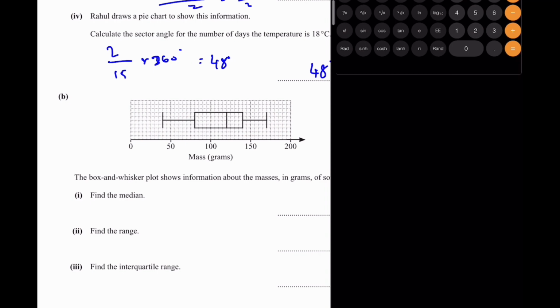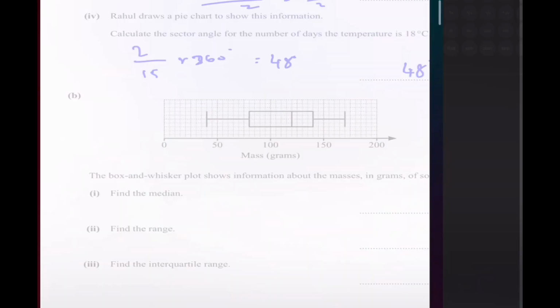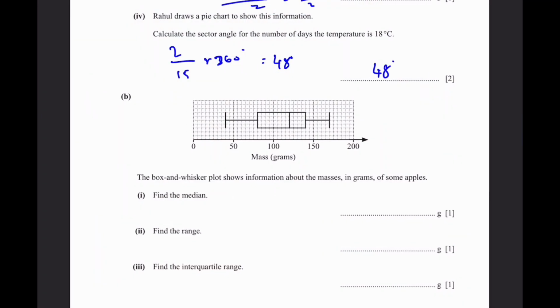B. 1. The box and whisker plot shows information about the masses in grams of some apples. 1. Find the median. The median is always the line which is inside the box. In this case, this line, and this line actually shows 120 over there. So 120 grams is the median.